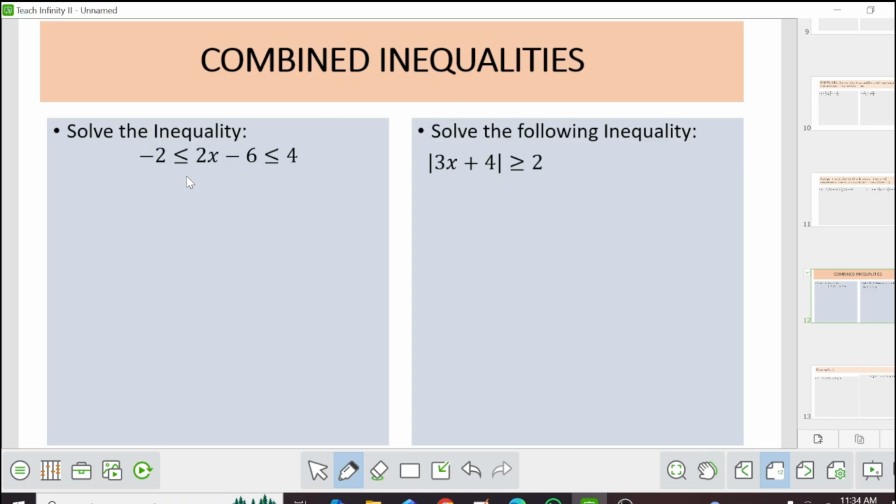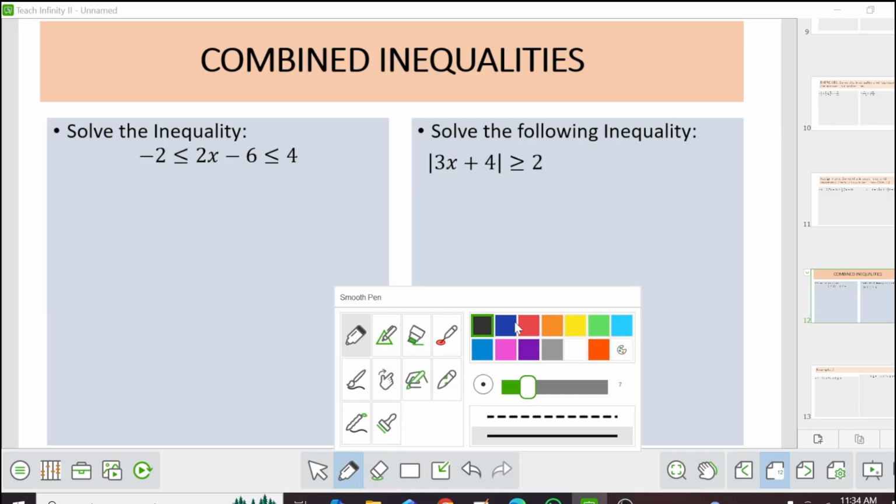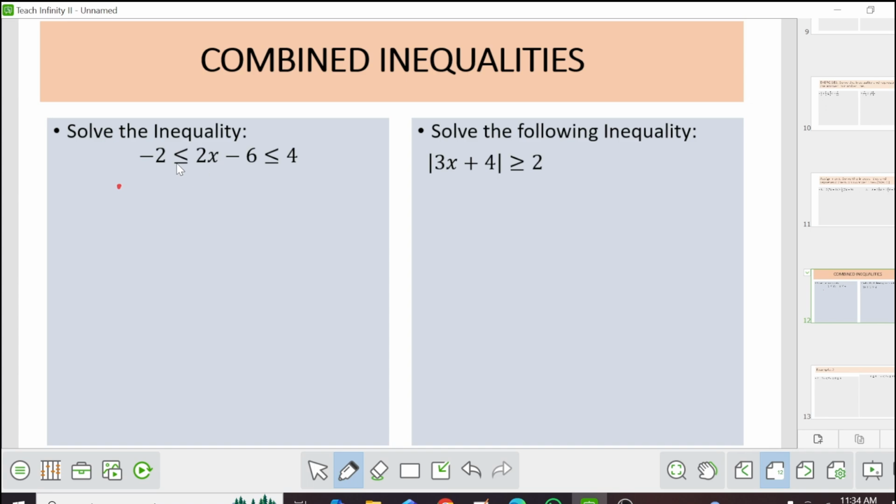When we talk of combined inequality, we mean when you have two operations in one inequality. You have two operations here: this less than or equal to, and this other less than or equal to, in one inequality. So this is what is referred to as combined inequality.